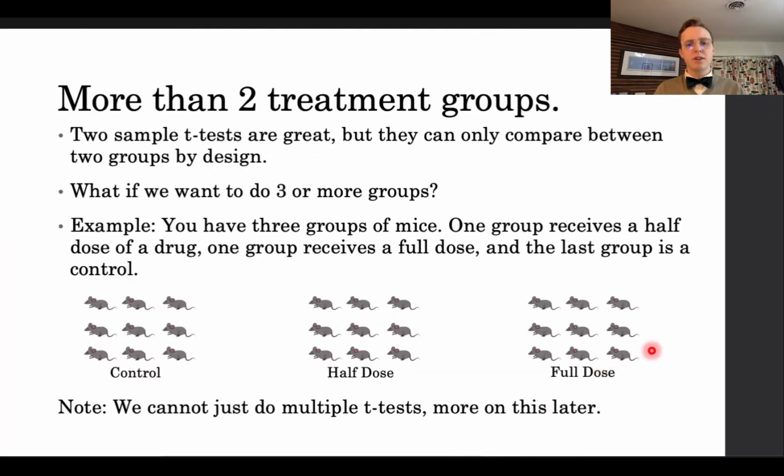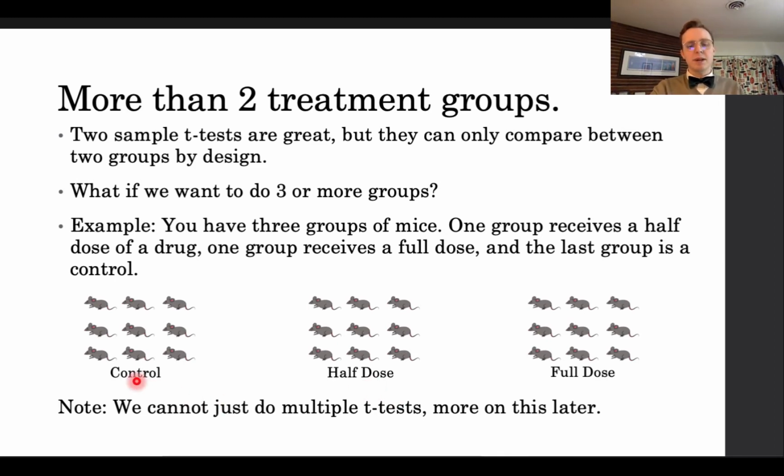Now in the first part of the workshop, we went over how to do the two-sample t-test and how it can be used to compare between two treatment groups, say a control and a drug treatment. But what are we going to do when we have more than one treatment group? For example, perhaps we have a control group, a group that was given a half dose of a drug, and a group that was given a full dose. How do we determine if any of these groups are significantly different from each other?